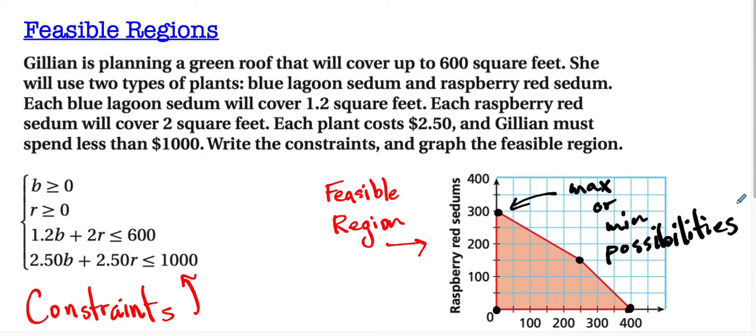Now, the reason it wasn't brought up in this problem is because I have it in the next one. It's called an objective function. It's basically the whole point of why you're trying to figure out the situation. The objective function is what you're trying to actually do. Okay, let's do the next one together.